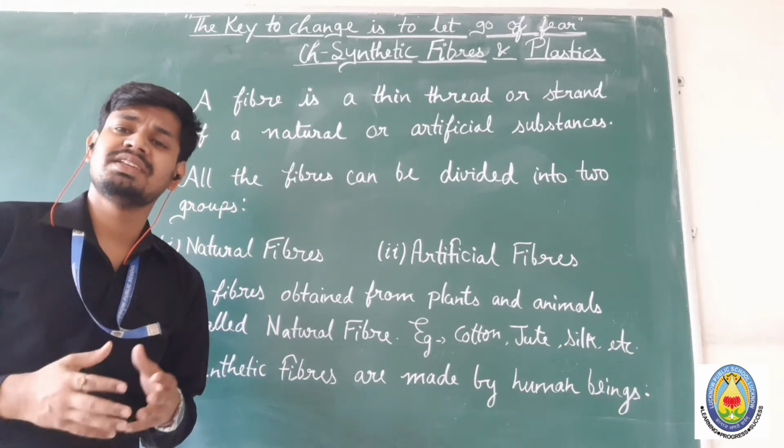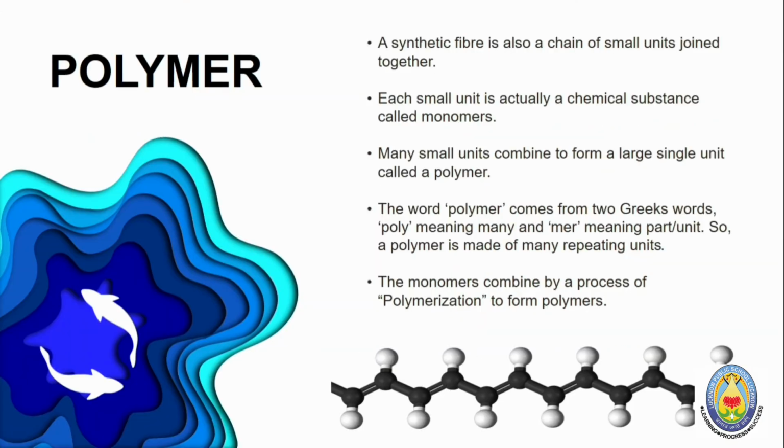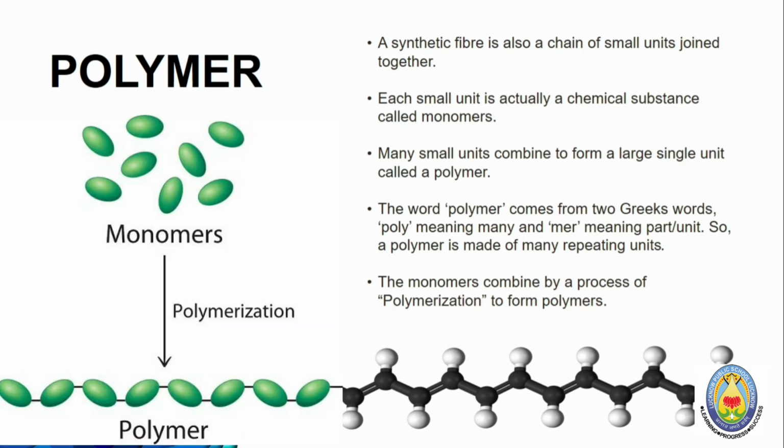To understand the structure of these synthetic fibers, we need to know what they are made up of and how. Synthetic fibers are made up of long chains of repeating units called polymers. The word polymer is derived from the Greek word poly, which means many, and mer, which means unit or parts. Each of the smaller units in the polymer is known as a monomer. The monomers combine by a process of polymerization to form polymers.